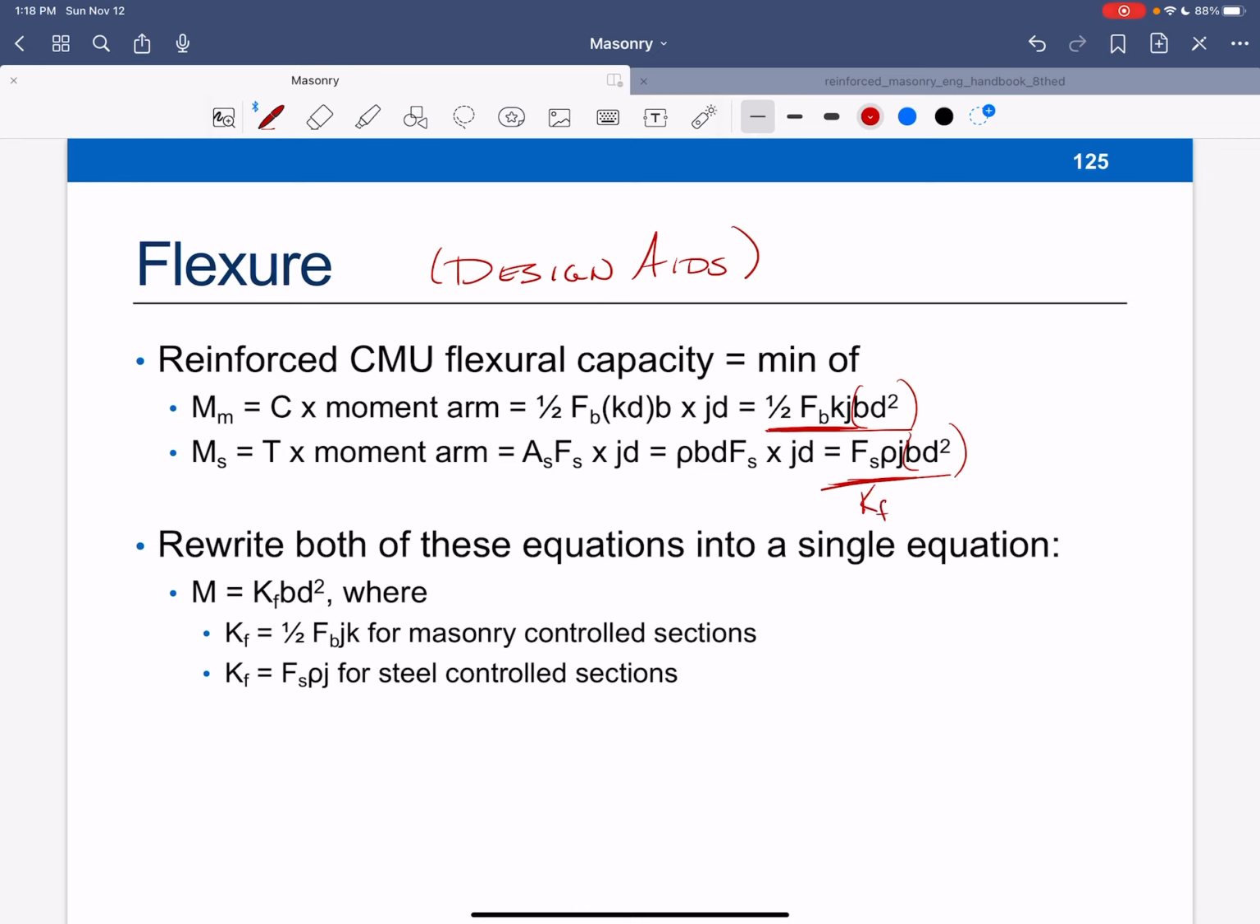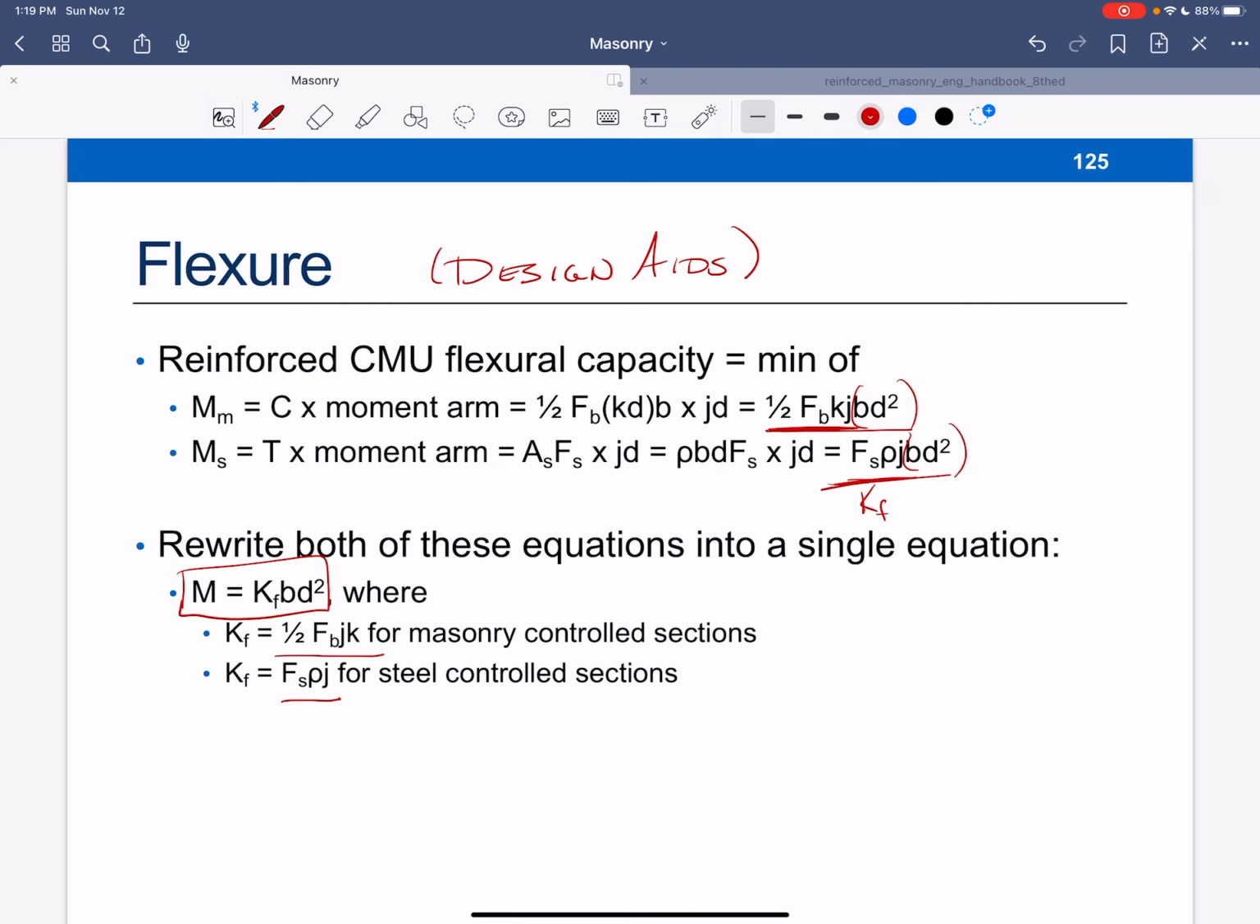Now KF is obviously different for masonry and steel controlled. So if my general equation is moment equals KF BD squared, then KF for masonry controlled sections is this part, and for steel, it's this part. These are the calculations we just did. The difference being is if I go into the chart with a common K value, I can see which one controls and I can get some of the key answers I need right away.